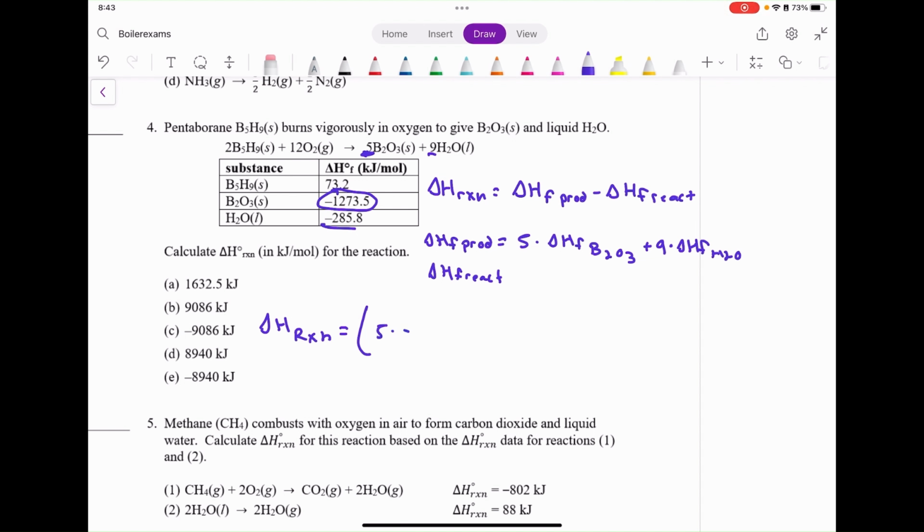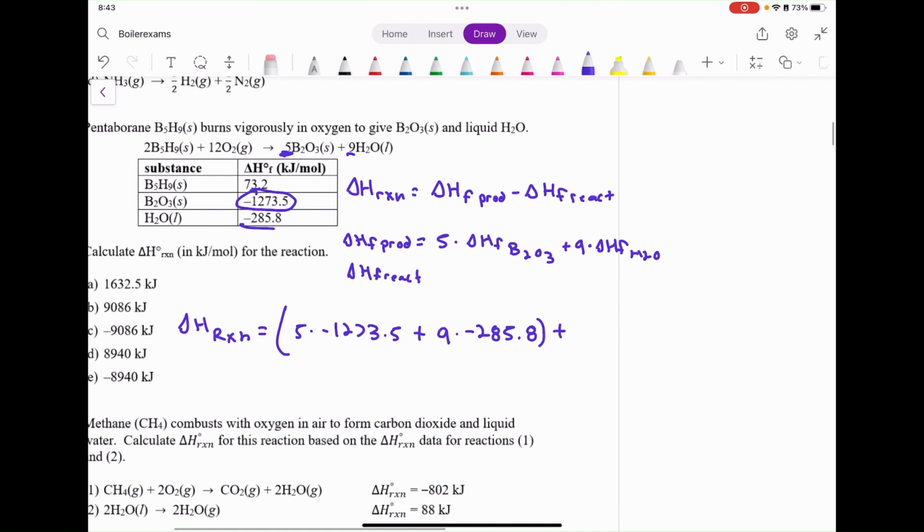5 times negative 1,273.5 plus 9 times negative 285.8 plus, this is minus actually, minus our reactants, which are 2 times 73.2, and we also have oxygen as a reactant, but it's elemental, so we're not going to include it. It would be essentially the same as including 12 times 0. So I guess we can include it, but the heat of formation of the elemental species is just 0. So it's going to look like that.